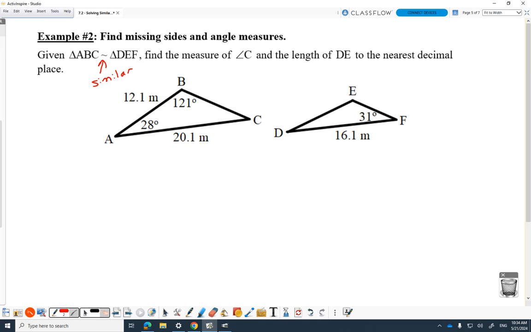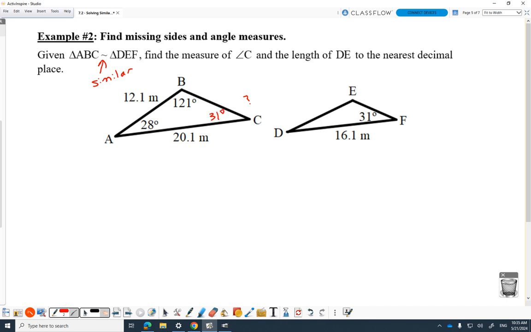Okay, I'm looking here. C. Oh, this is the angle they want here. This is the question mark right here, C. This is the easy part of similar triangles. Does anyone know what C is? 31. See, that was the easy part, that's where we left off with similar triangles. You just match them up and go, okay, 31 degrees.